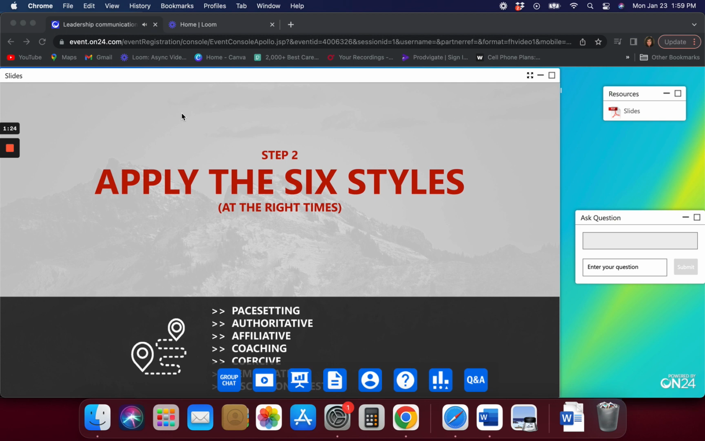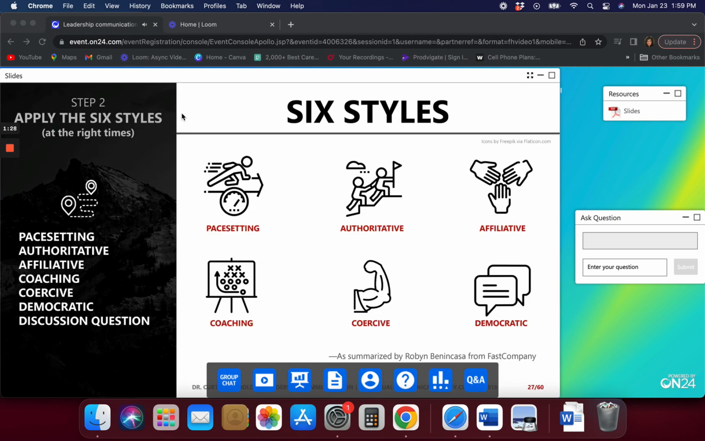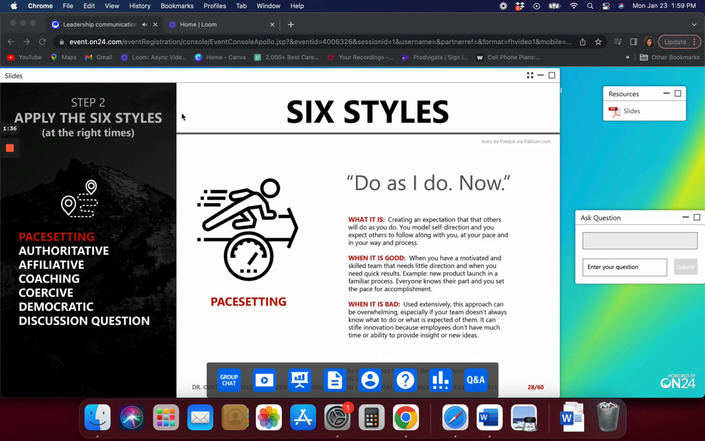So let's talk about what these look like. The 6 leadership styles that we're going to talk about today are pace setting, authoritative, affiliative, coaching, coercive, and democratic. So let's walk through those. I'll go through these quickly so that we can, again, pull everything together here at the end. But a pace-setting leader is this idea of you're just moving at a fast pace, and you're having everybody just follow along with you. Do it as I do it. Like I'm doing it, you're doing it, we're all doing it. Let's just move together quickly.